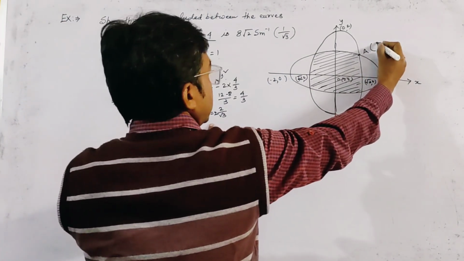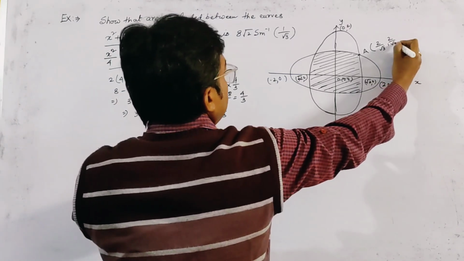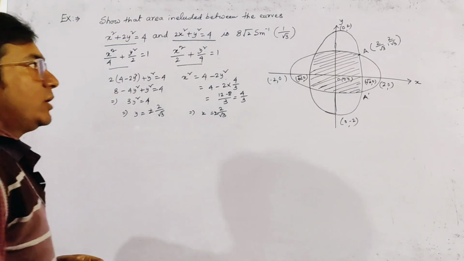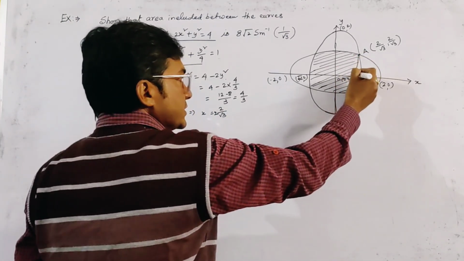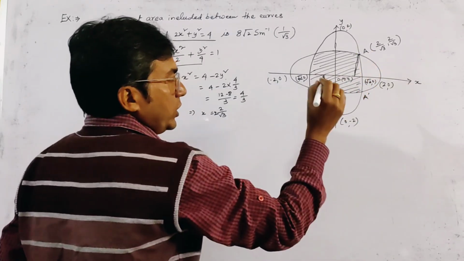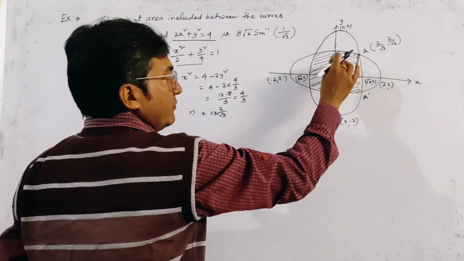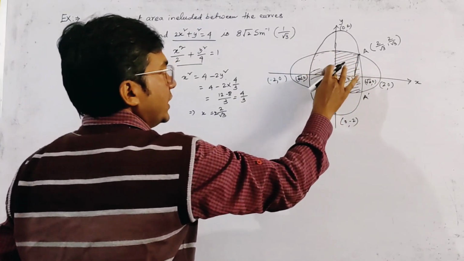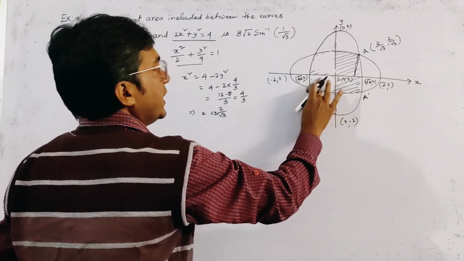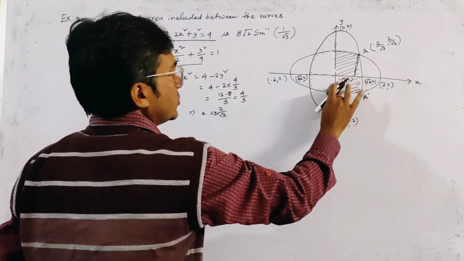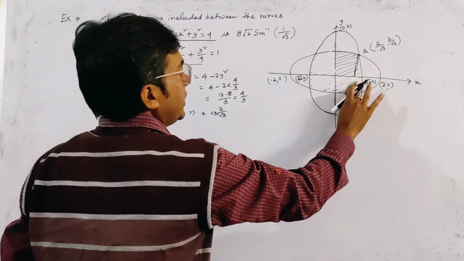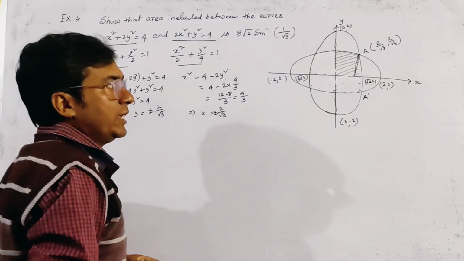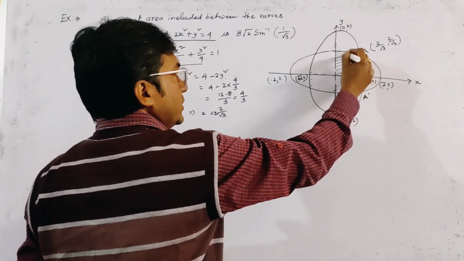The first point is (2 by root 3, 2 by root 3), and we get the other points as well. Now we draw a perpendicular on the x-axis. We find the area in the first quadrant and clear the area in the other quadrants; we only want the area in the first quadrant. Then we multiply it by 4 and get the area of the shaded portion. We first find the area of this portion.